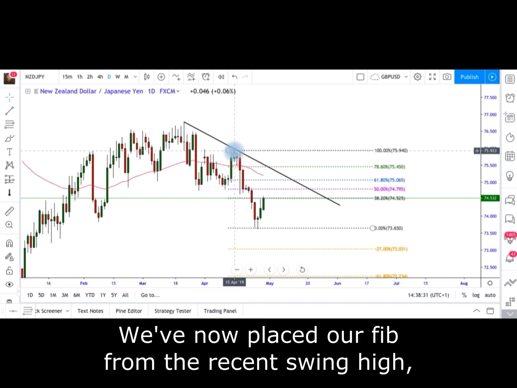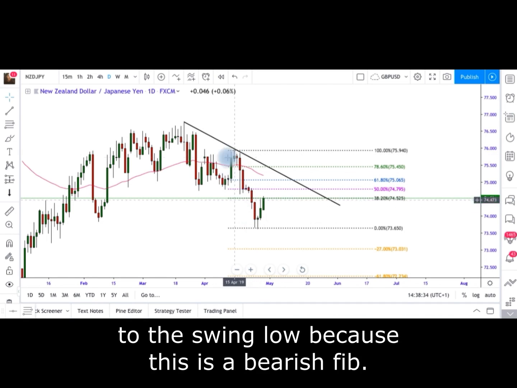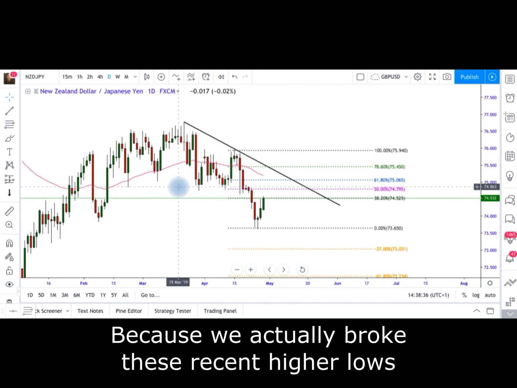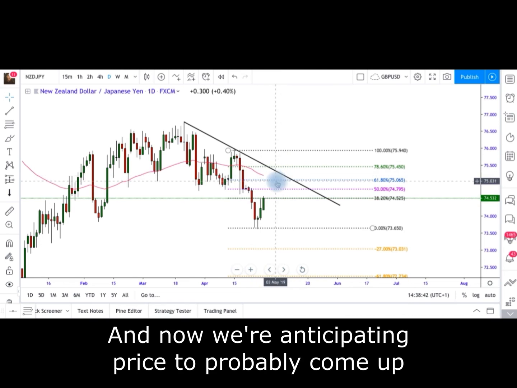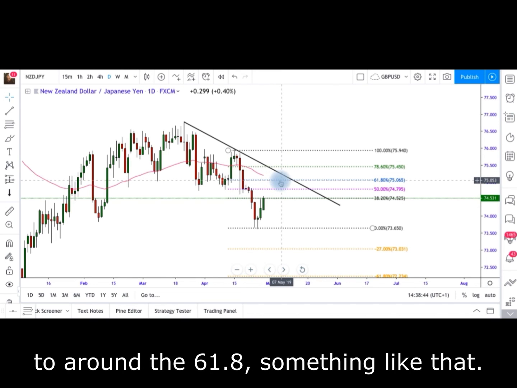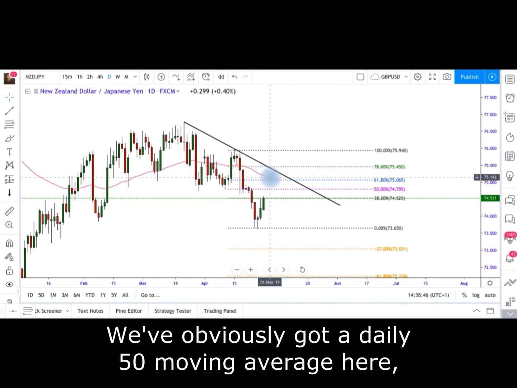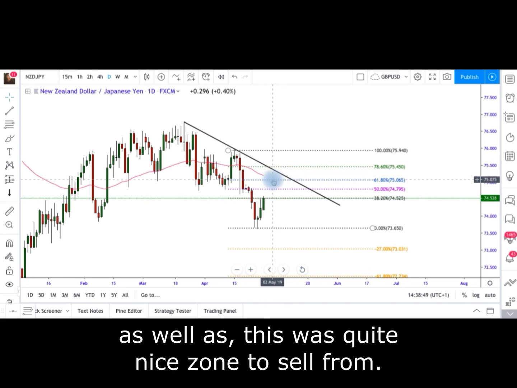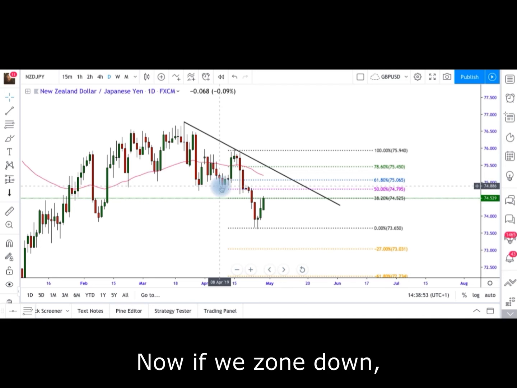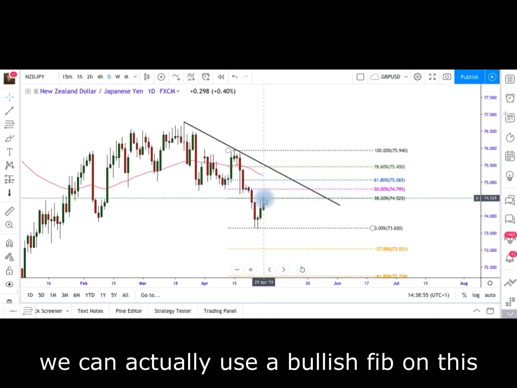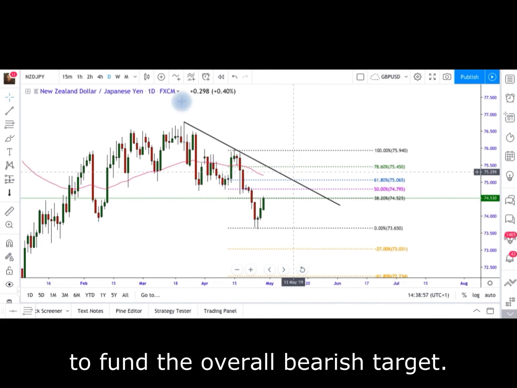We've now placed our fib from the recent swing high to the swing low because this is a bearish fib, because we actually broke these recent higher lows and formed this new lower low. And now we're anticipating price to probably come up to around the 61.8, something like that. We've obviously got our daily 50 moving average here as well, so this looks like quite a nice zone to sell from. And we have previous market structure here.